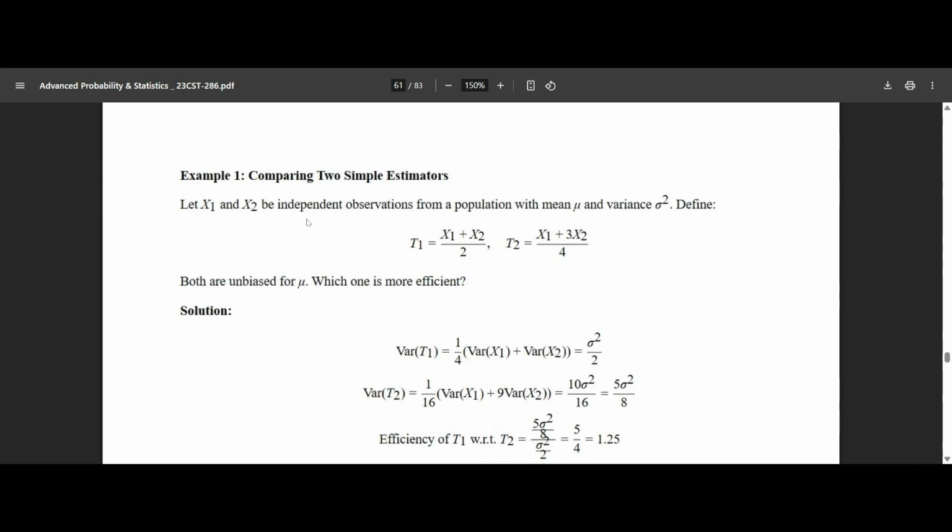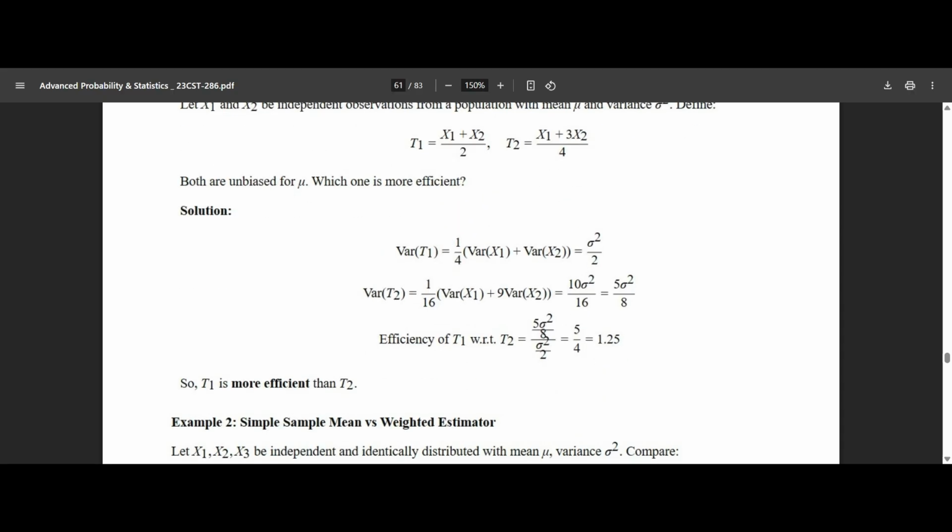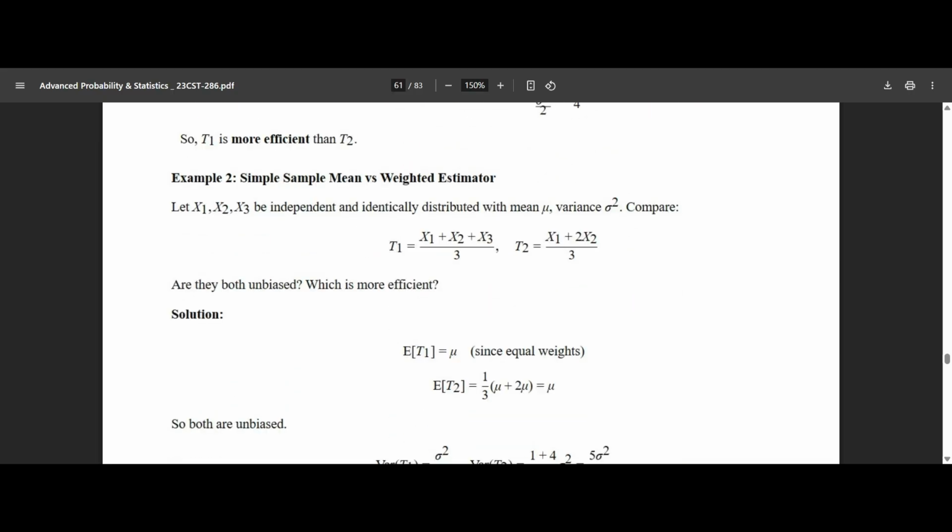Okay. So comparing two simple estimators T1 and T2. Now variance of T1 is sigma square by 2. Variance of T2 is 5 sigma square by 8. So efficiency of T1 with respect to T2 is 1.25. So T1 is more efficient. Efficiency अगर 1 से greater हो, so we can say that the first estimator is more efficient than the second.